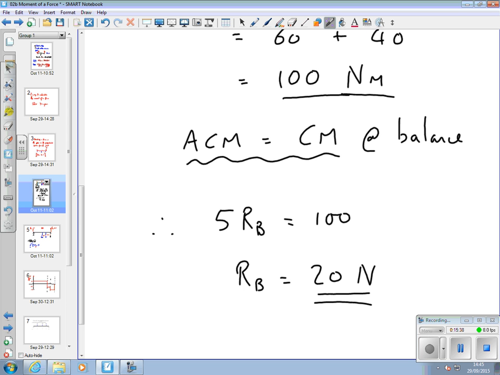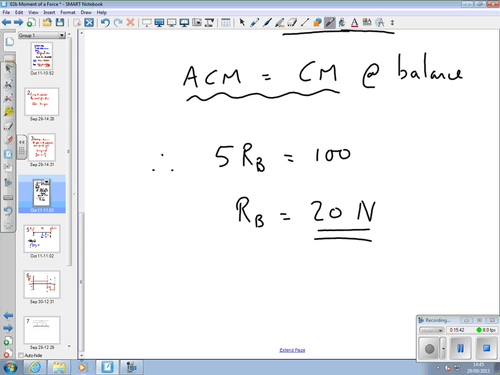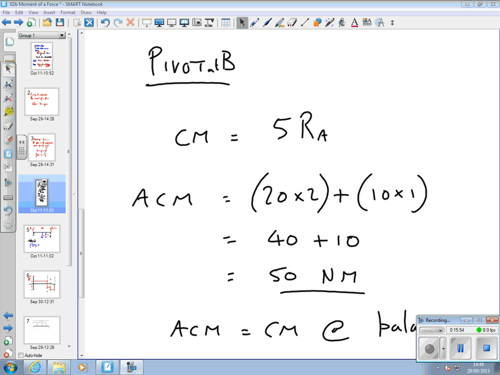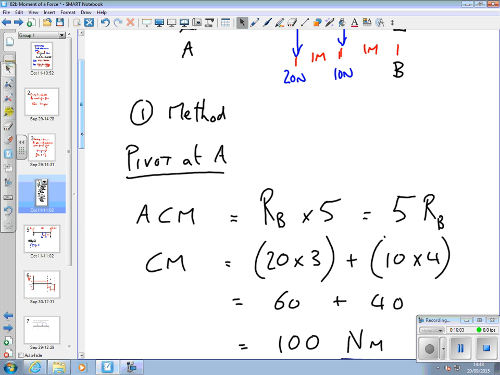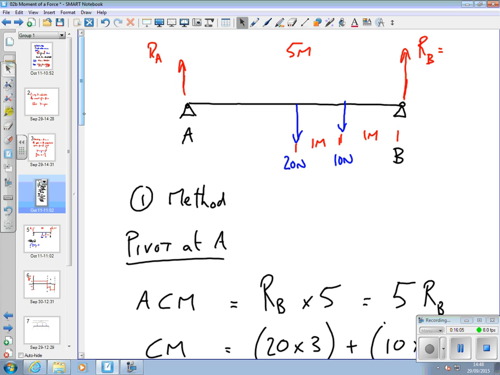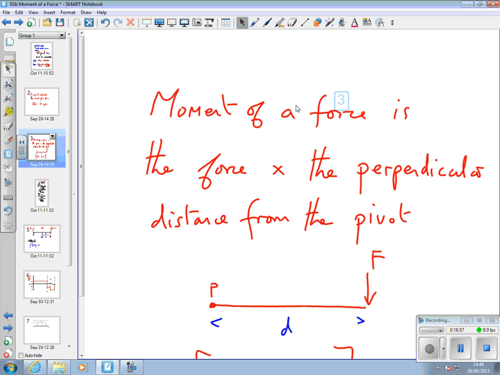Right, we assume the pivot's the other end. So now we go pivot B and work through the same method. So I'll just pause this and let you do that. Work out what the reaction force is at A. Okay, clockwise moments is 5 times the reaction force at A. Anticlockwise moments, now the 20 Newton force is acting 2 meters away from B.